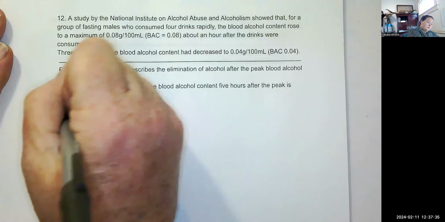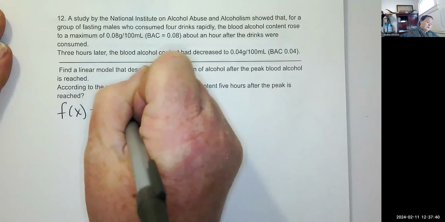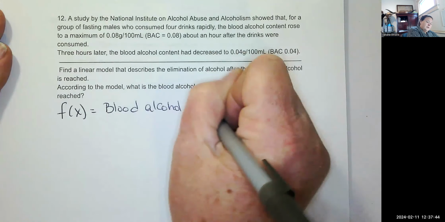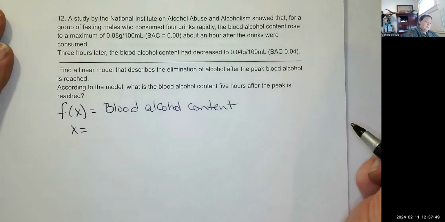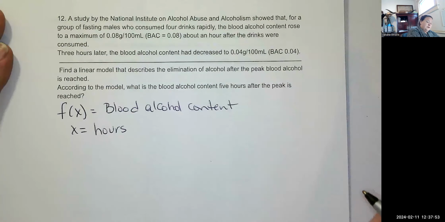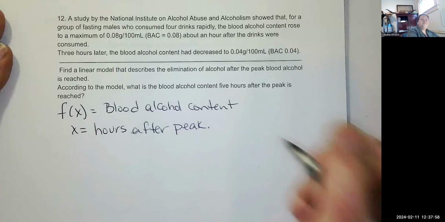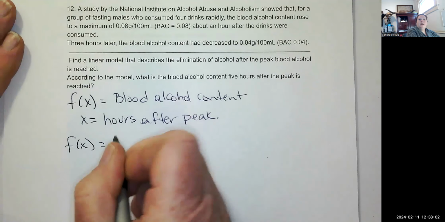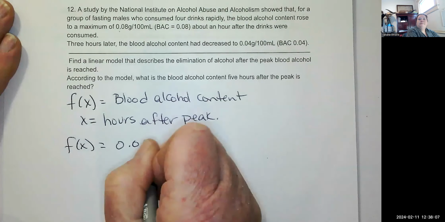So let's create a linear function. F of x is going to be their blood alcohol content, and the x is going to be the time, hours after peak. So f of x is equal to, the initial is 0.08 right here.